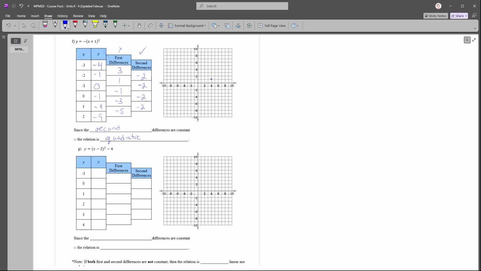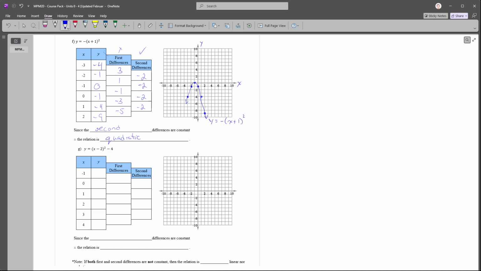Okay, we can graph it. We got -3, -4. Way down here. We got -2, -1. We got -1, 0. 0, -1. Oh, we've turned it back around again. And then 1, -4. And then 2, all the way down at -9. Okay, so we can graph this thing to the best of our ability. Label your axes and label the relation. y is equal to -(x plus 1) all squared.